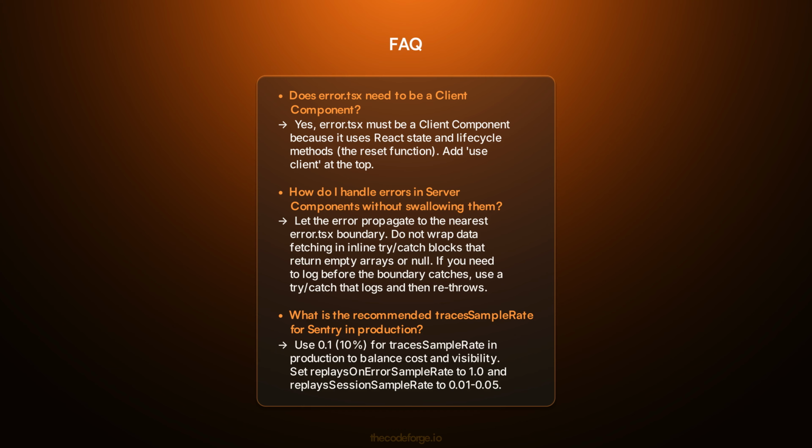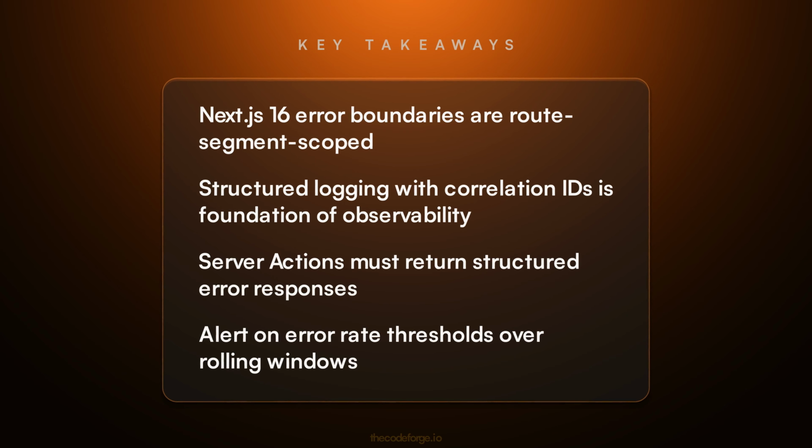What is the recommended traces sample rate for Sentry in production? Use 0.1, 10%, for traces sample rate in production to balance cost and visibility. Set replays on error sample rate to 1 and replays session sample rate to 0.01. Let's recap the key takeaways.